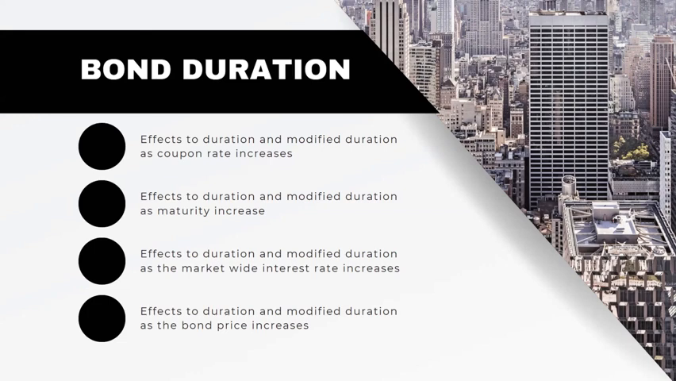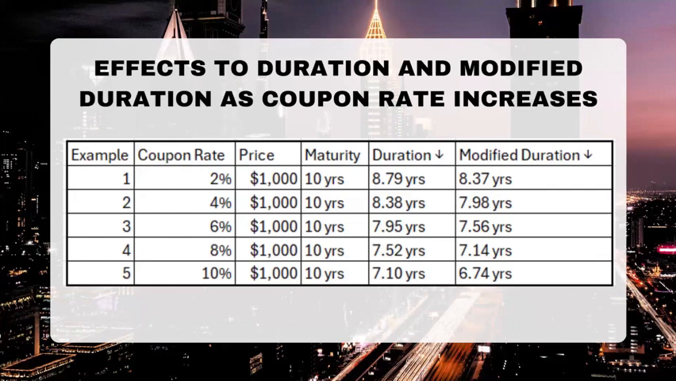Coupon rate is the fixed interest rate a bond pays to its holder, shown as a percentage of the bond's face value. When the coupon rate increases, assuming that maturity and price stay constant, both duration and modified duration tend to decrease. This is because higher coupon payments provide more cash flows early in the bond's life, which means a greater proportion of the bond's present value is received sooner.